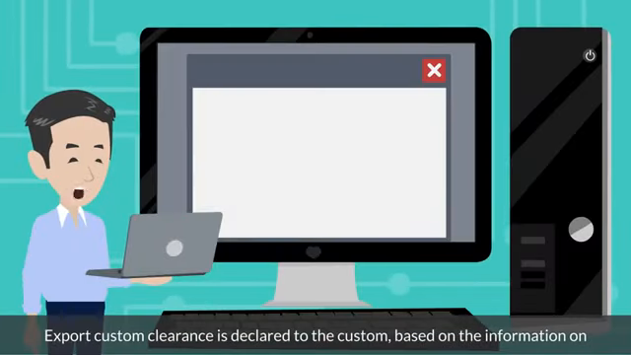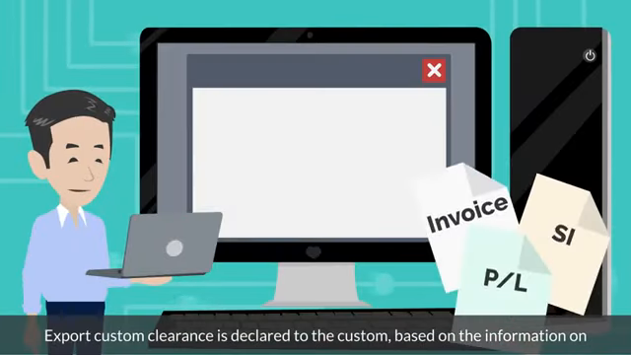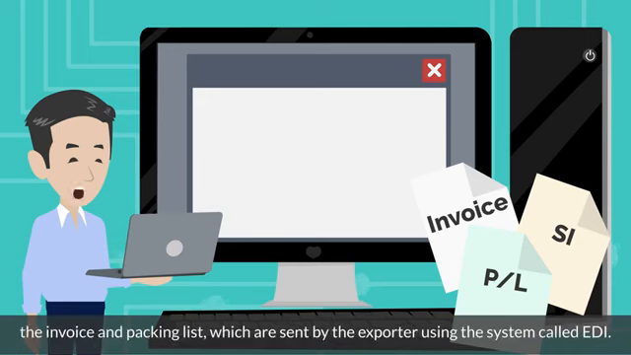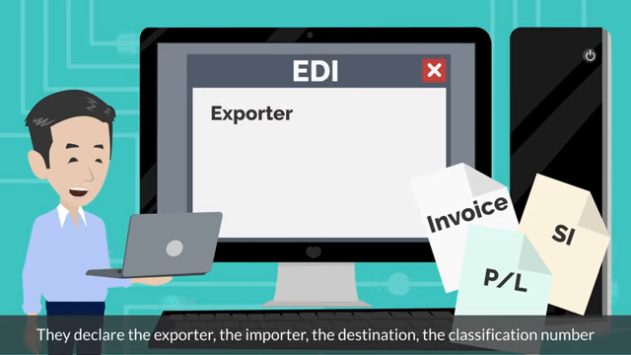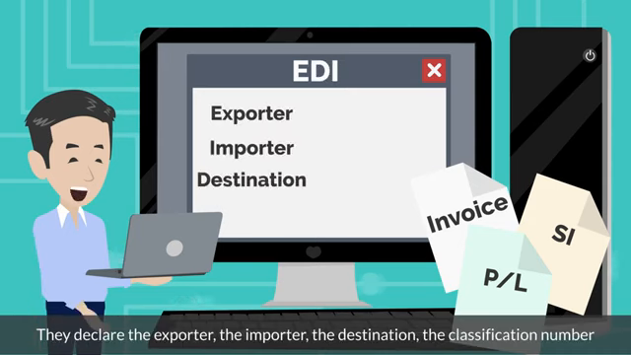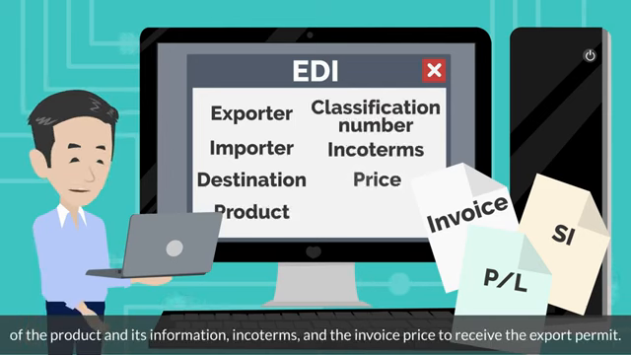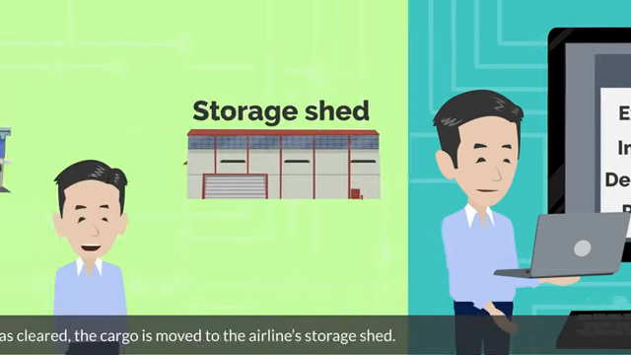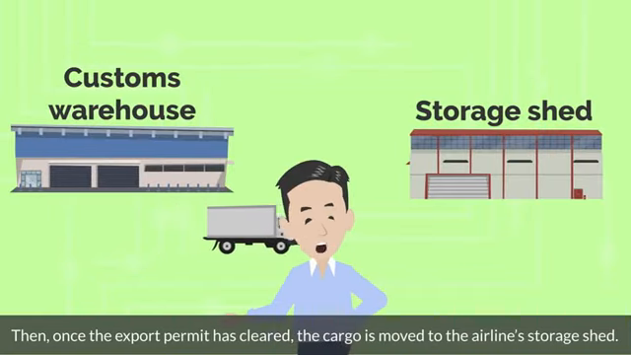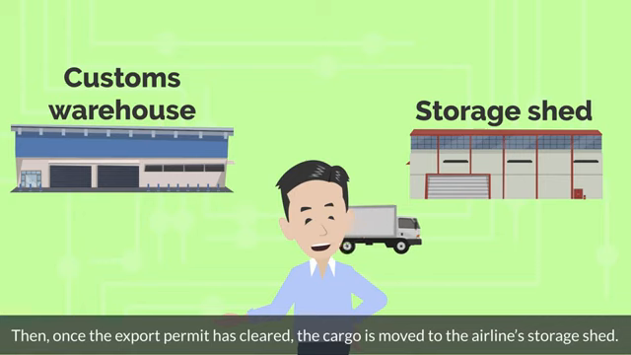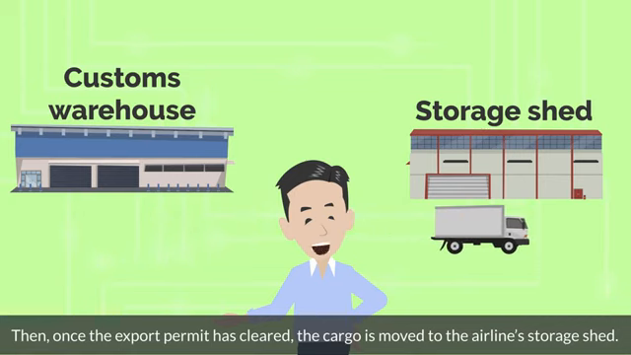Export custom clearance is declared to the customs, based on the information on the invoice and packing list, which are sent by the exporter using the system called EDI. They declare the exporter, the importer, the destination, the classification number of the product and its information, Incoterms, and the invoice price to receive the export permit.